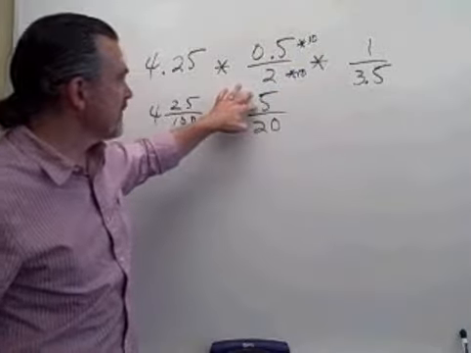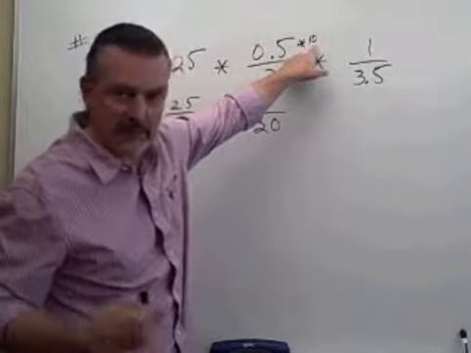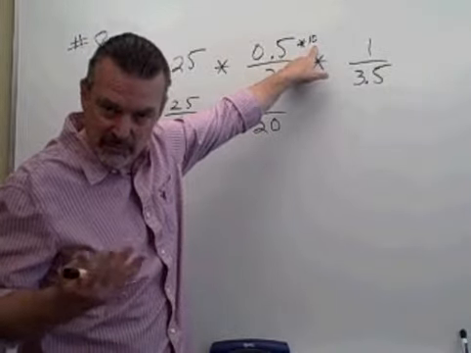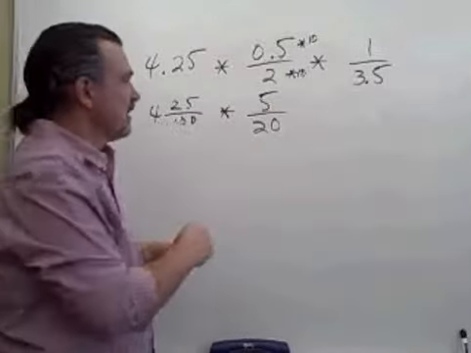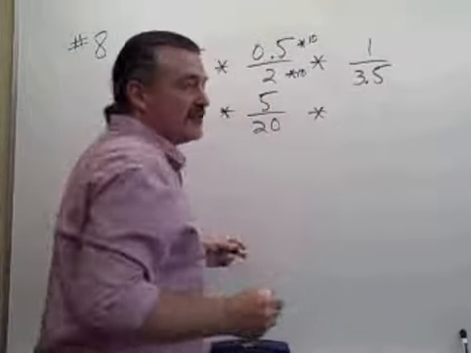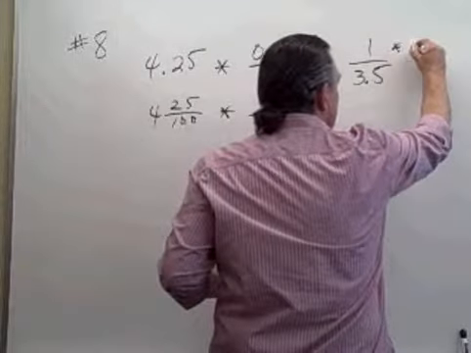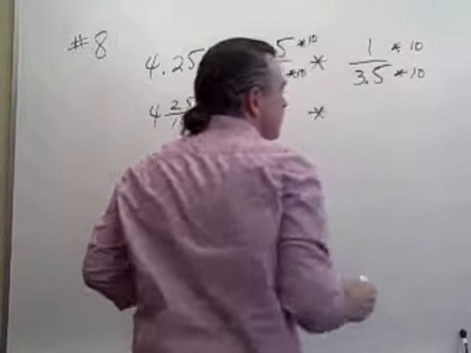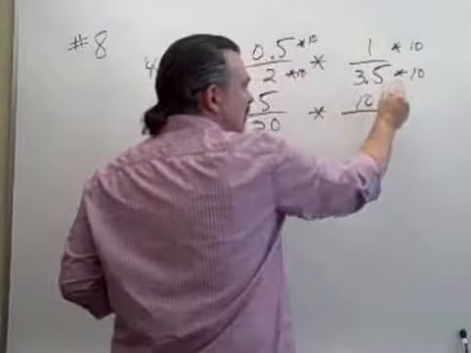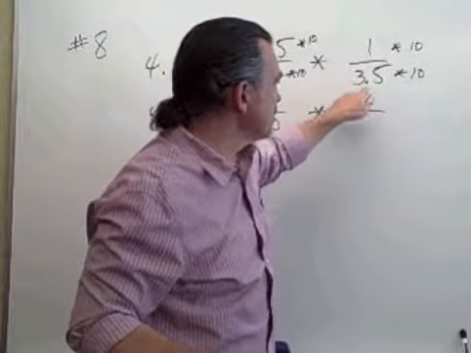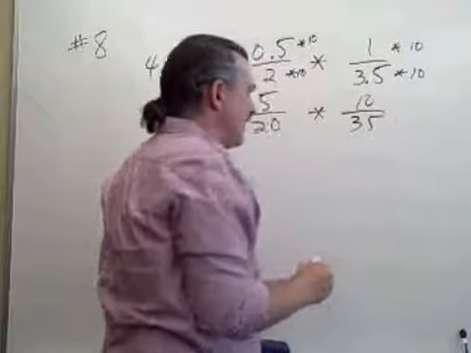10 times 5/10 gave me 5. I just moved the decimal point one place to the right. The reason it was one is because I'm multiplying by a number that has one 0 there. And 10 times 2 is 20. I want to use the similar technique to get rid of the decimal number here. So again, I'll multiply both of these portions of the fraction by 10. 1 times 10 is 10 over 3.5 times 10 moves the decimal point one place to the right, giving me 35.